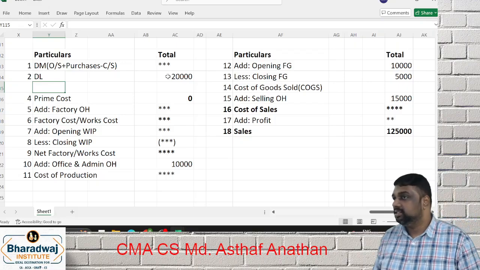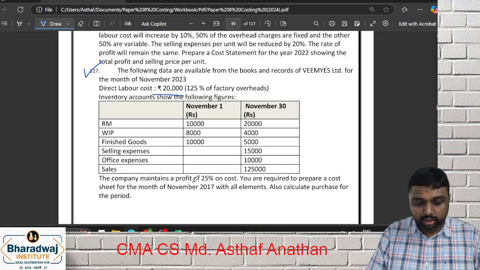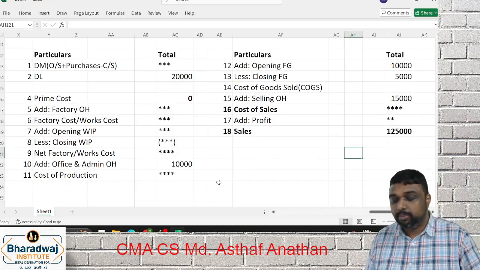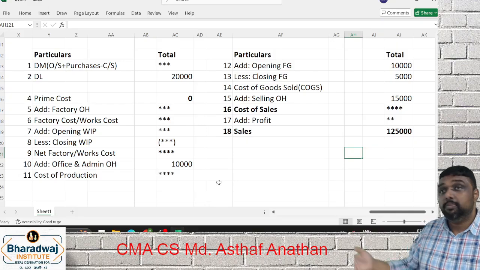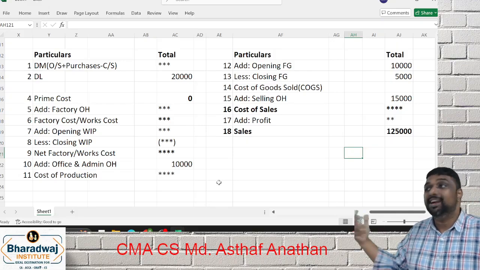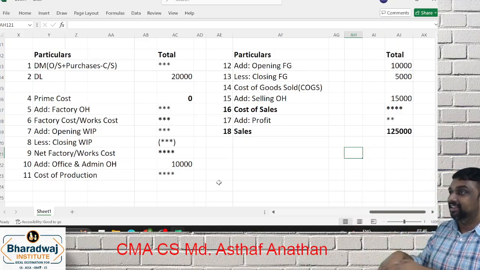So shall we start, friends? We'll start from the reverse way. Hope all of you are ready. The clue is profit is 25 percent on cost. See, we don't know what the cost is. In the previous example we did, we don't know what the sales is. If we don't know the sales, assume sales as 100.